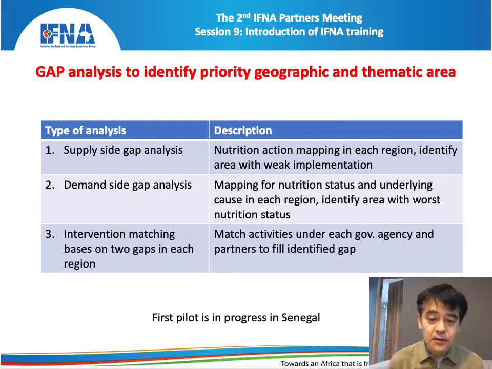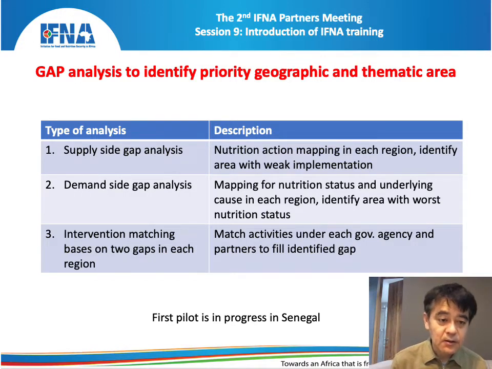And second, demand side gap analysis. This is a mapping of nutrition status together with underlying causes in each region, to identify areas with the worst nutrition status together with potential causes of this undernutrition.